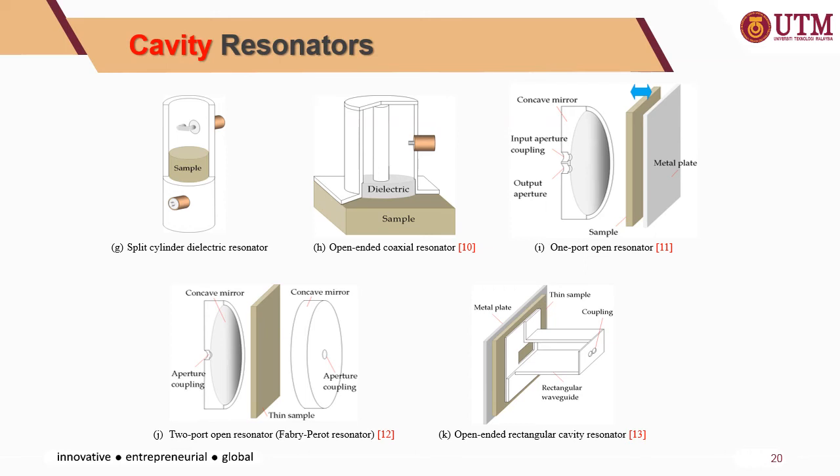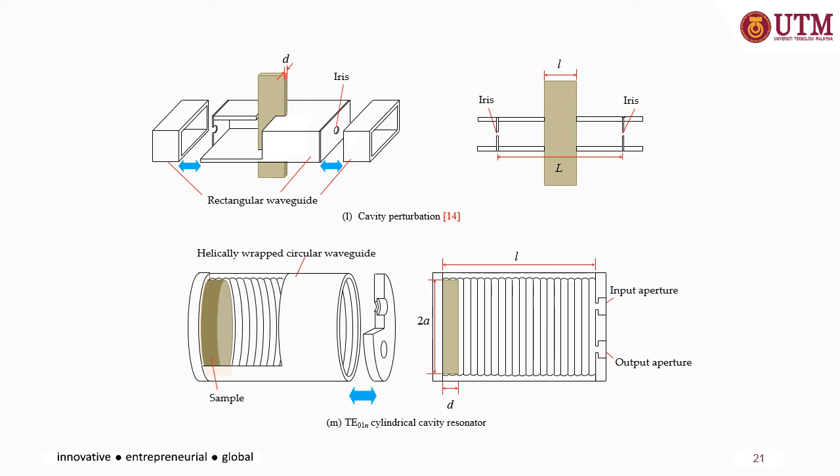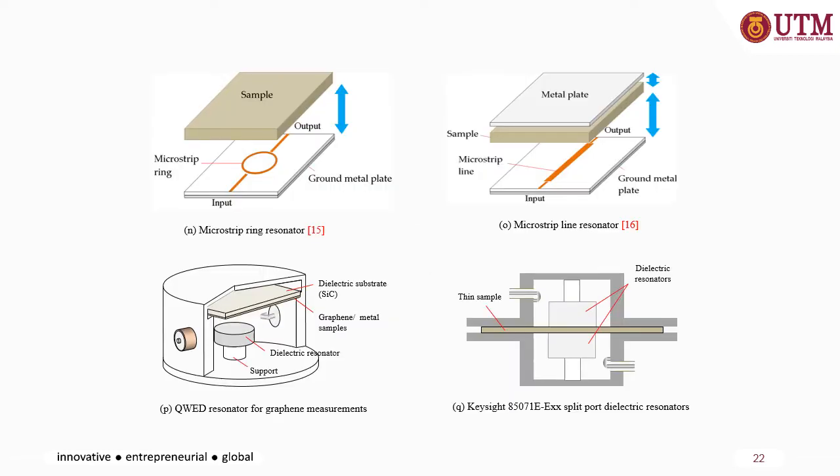Okay, that's another example of cavity resonators. The difference in the shape and the size of the structure depends on the samples you are about to measure and the application it will be used for. Okay, that's another example of cavity resonators for different applications. Okay, this one uses the microstrip ring resonator, where the sample is placed on top, so the property of the material can be determined.